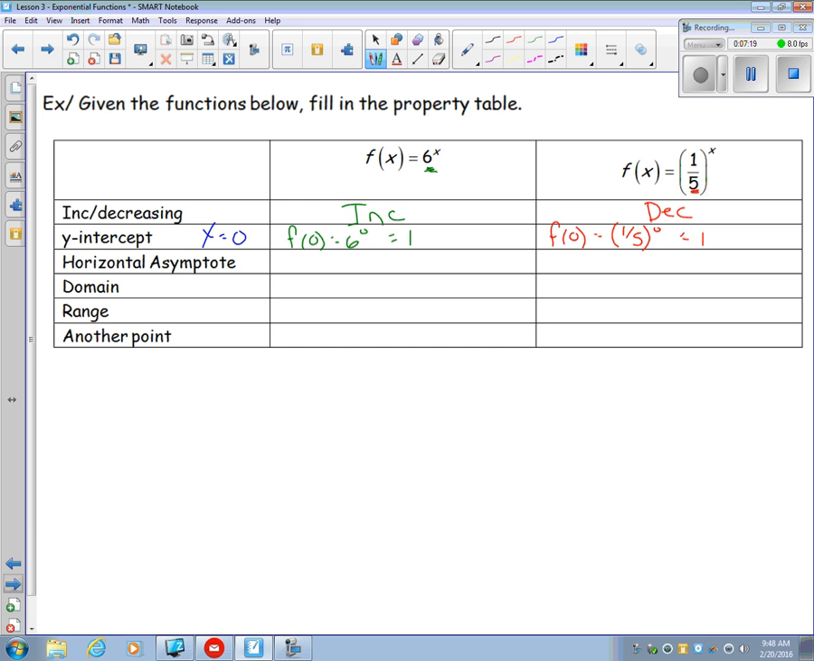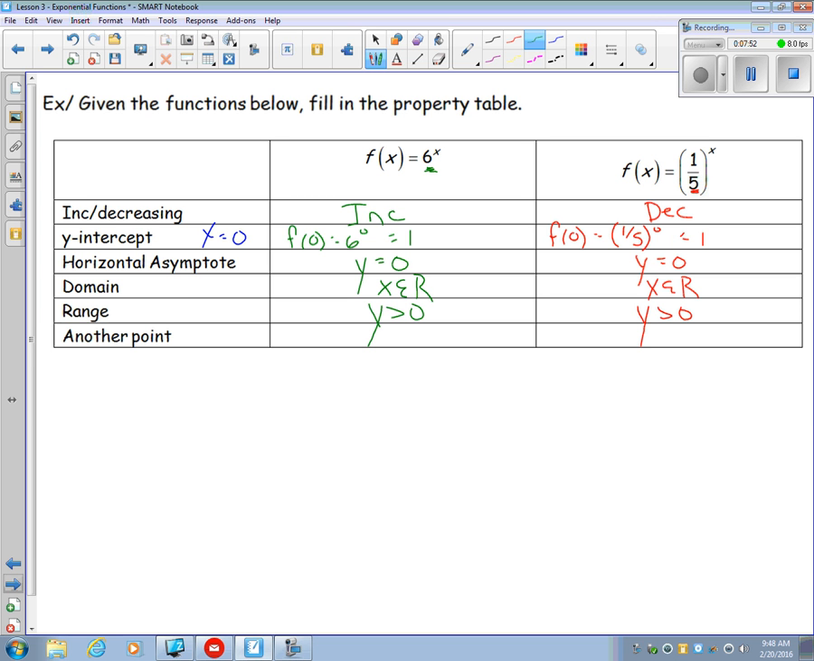The horizontal asymptote. The horizontal asymptote for our purposes is the x-axis. So y equals 0 and y equals 0. There is 1 or 2 little tricks that can come up with that, but we're not going to worry about those right now. Our domain, all real numbers, goes left and right forever and ever and ever. Our range depends on our asymptote, so we know it's going to be greater than 0. It doesn't hit that asymptote. Same thing over here.